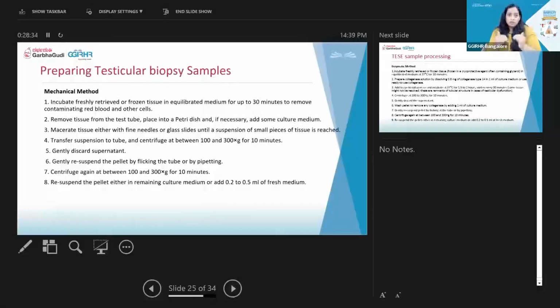Now again, after the centrifugation, you will get the pellet. You discard the supernatant, and the pellet you can wash, go for a second wash, provided you have better motile sperms in the pellet. If not, you will be losing more sperms in each centrifugation step. And you should resuspend the pellet in 0.2 to 0.5 ml of fresh medium later.